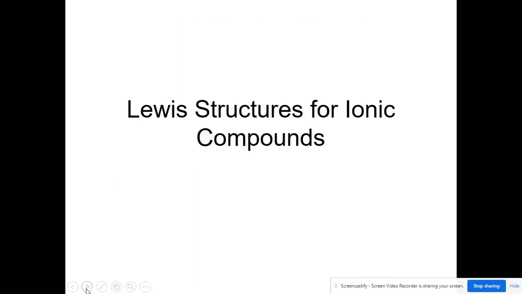Okay, so I'm going to stop here for now, and we're going to be going over Lewis dot structures. This will be another screencast, so just make sure you have all the notes from this first screencast.